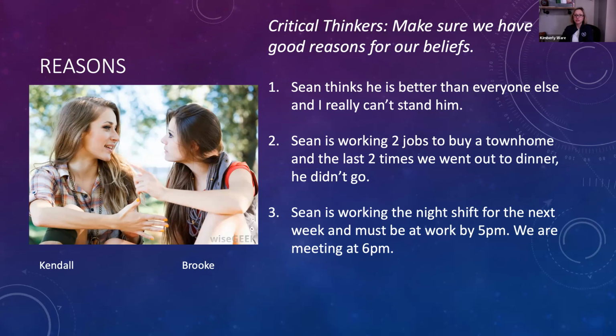Now, reason number 3: Sean is working the night shift for the next week and must be at work by 5 p.m. We're meeting at 6 p.m. Is that a good reason or a bad reason? Good reason. Yes. Because he can't be in 2 places at one time. It's physically impossible. He cannot be at work and at the dinner party at the same time.